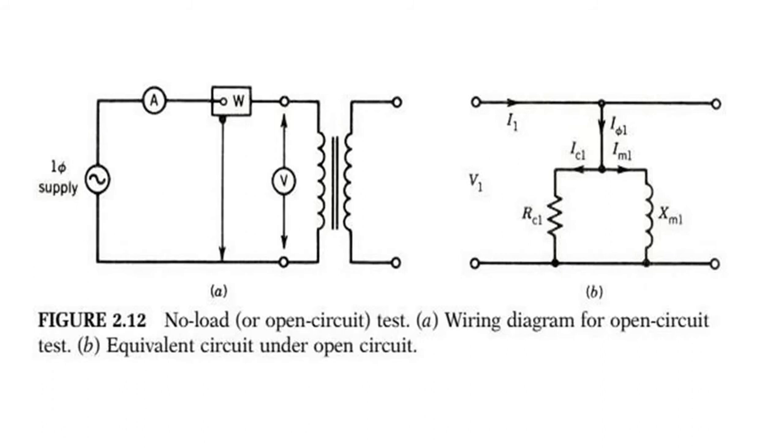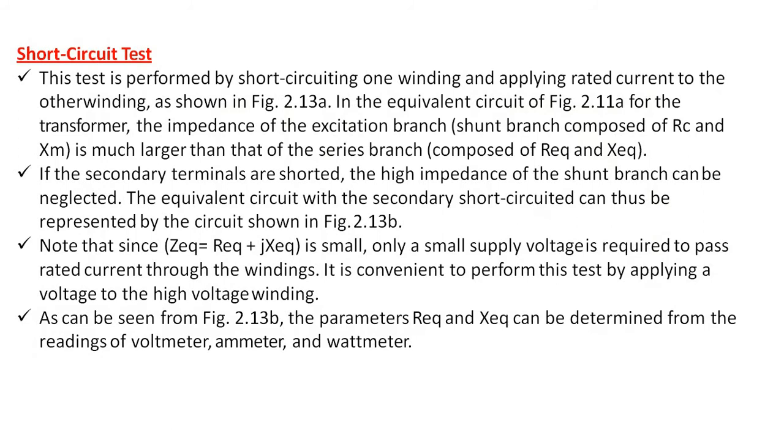V1 is the input side, I1 is the primary current, RC is the core loss component, and XM is the magnetizing component. No load or open circuit test. Wiring diagram for open circuit test, and equivalent circuit under the open circuit test.